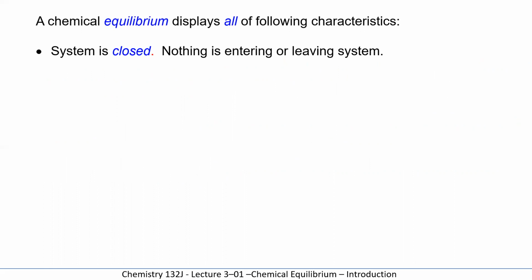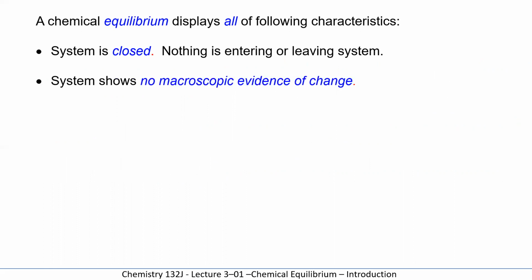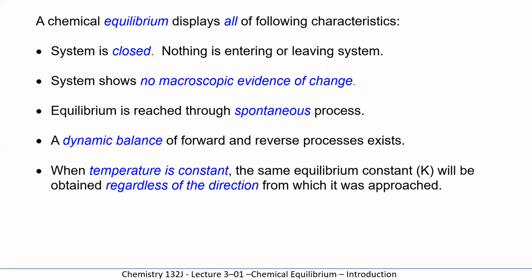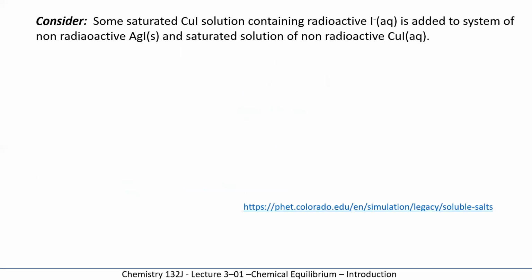In chemical equilibria, typically systems are closed. Nothing is entering or leaving. It's in an enclosed space. And when a system is in equilibrium, there's no evidence of any macroscopic changes. The equilibrium is reached through a spontaneous process. There's no energy that needs to be inputted. It just arrives at it once it starts. A dynamic balance between the forward and reverse reactions is established. The temperature is constant, which means it's isothermal, and it can happen from either direction.